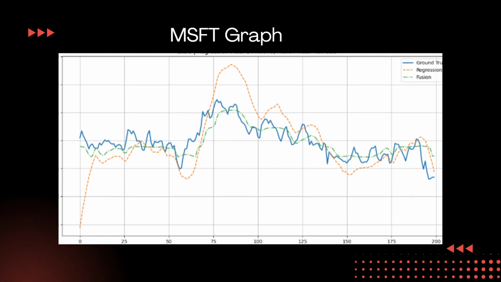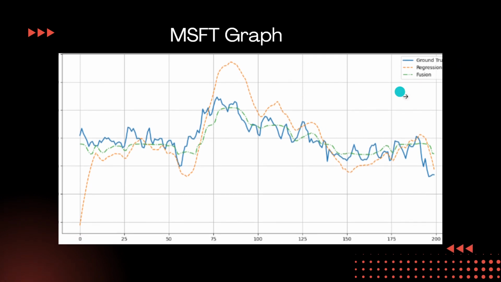So this is the graph that we acquired after fusion. As you can see, the orange represents just the simple OHLC regression output. The blue one is the ground truth, and after the fusion of OHLC with the sentiment, the green dotted line is the output, which as you can see is far closer to the ground truth than the simple OHLC regression.